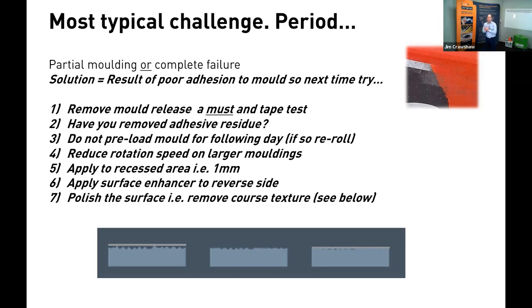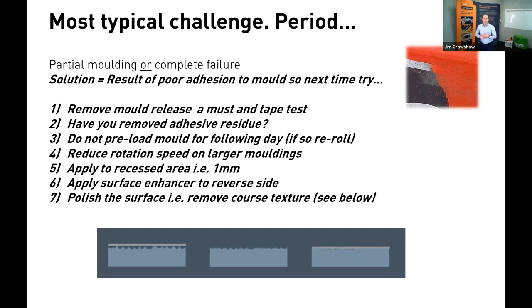Reduce rotation speed. I talked a little bit about that in the ZD application. They didn't have a problem with rotation and tumbling of powder, but it might be necessary if you've got a really large molding. The next one is to apply to a recessed area. We've had some customers who have applied a graphic to a recessed area in the mold, only 1 millimeter or less, creating a little pocket for the graphic to essentially sit in. Then the powder can skim over the graphic during the molding.